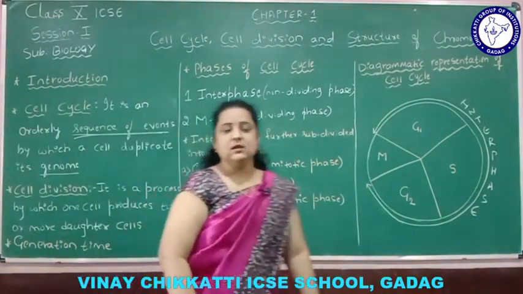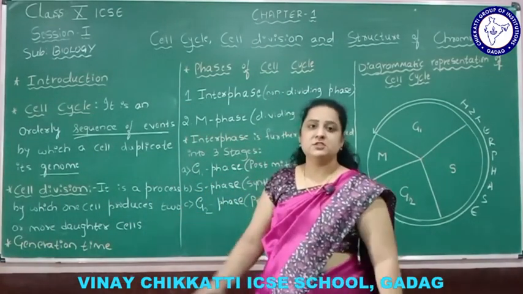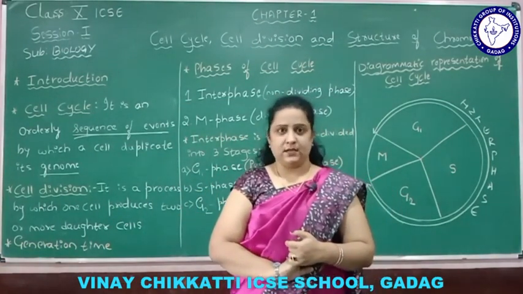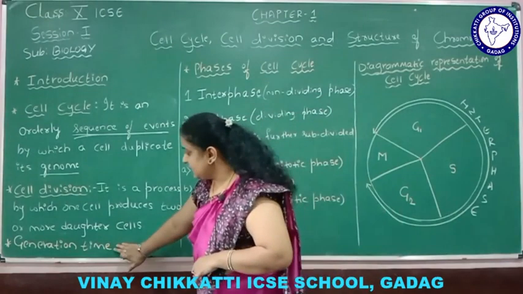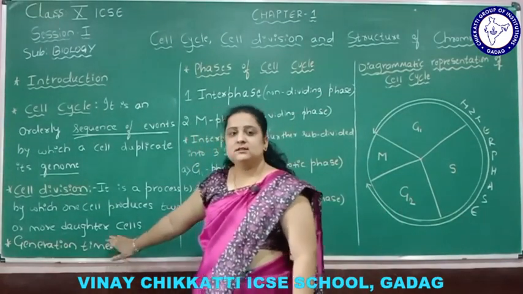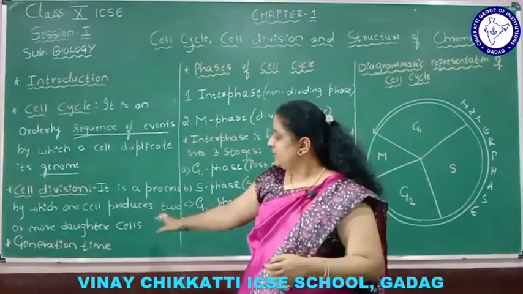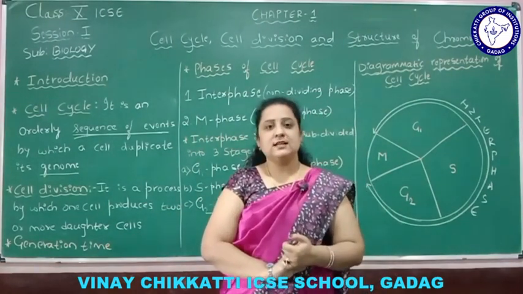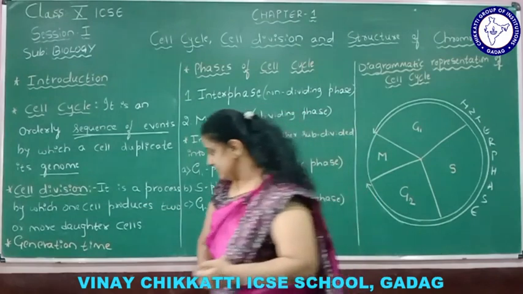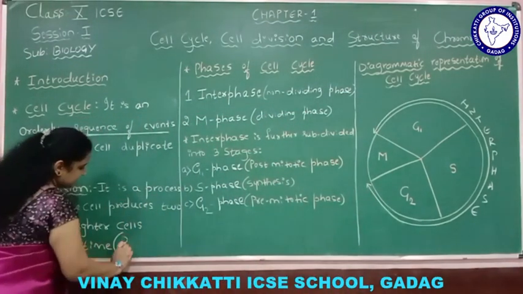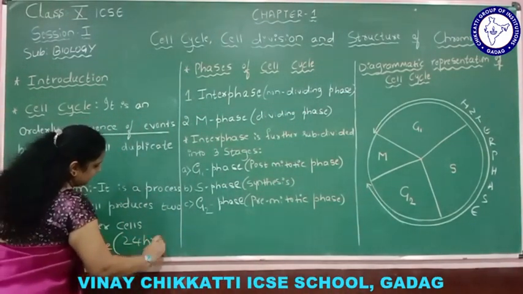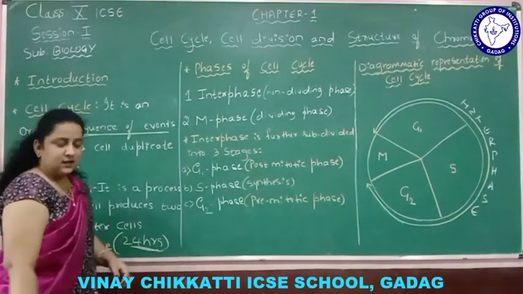Next, coming to generation time. The duration between two successive cell divisions is called generation time. Once again, generation time is defined as the duration between two successive cell divisions. For example, in humans, the duration of the cell cycle is about 24 hours. Every 24 hours, a cell divides.